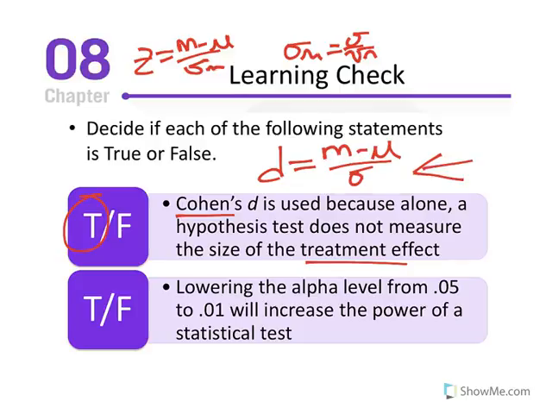Next, lowering the alpha level from 5% or 0.05 to 0.01 or 1% will increase the power of a statistical test. So we're lowering it from 5 to 1, so the critical region becomes smaller. Just as I said that the critical region is decreasing, we would anticipate that the power would also decrease. So this is false. It would actually decrease the power because the critical region has become smaller.